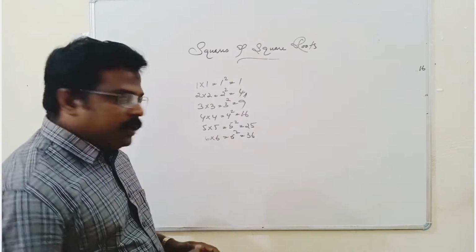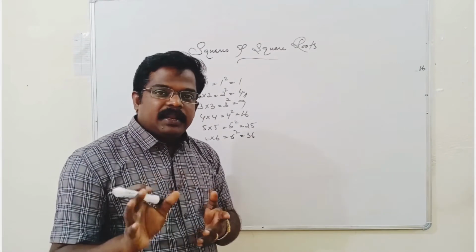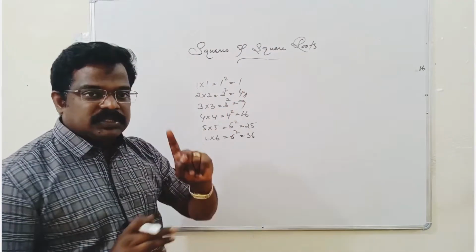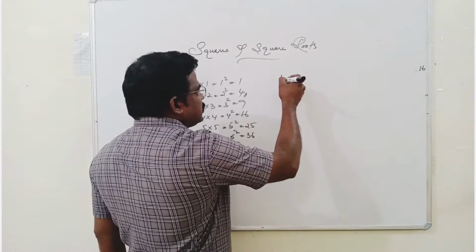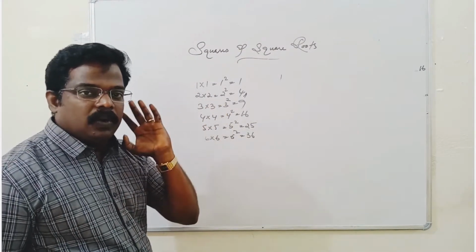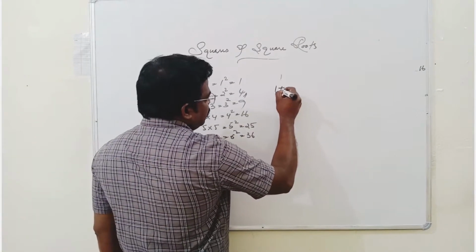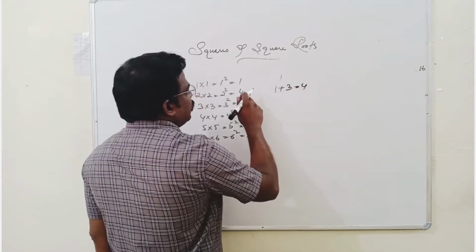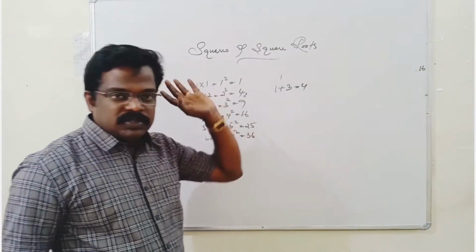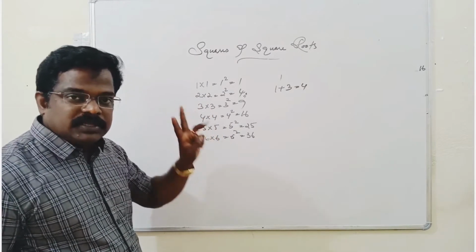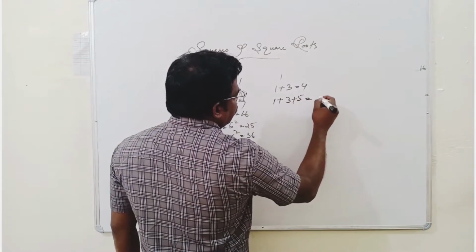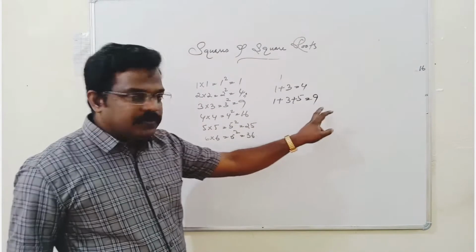So here the square of a number is connected with the sum of odd numbers. We know the first odd number is 1. So 1's square is 1. But 2's square is what? Sum of the first 2 odd numbers. Which are they? 1 and 3. 1 plus 3, that equals 4. So here 2's square is 4 and the sum of the first 2 odd numbers is also 4. In the same way 3: the first 3 odd numbers, 1 plus 3 plus 5, that equals 9. That is the square of 3.